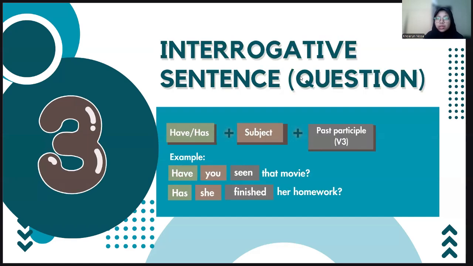Okay, we move to the interrogative sentence, or question. We have the formula have or has plus subject plus past participle, or verb 3. For example, have you seen that movie? Has she finished her homework? Remember again that I use the same color to make it easier to see the examples.